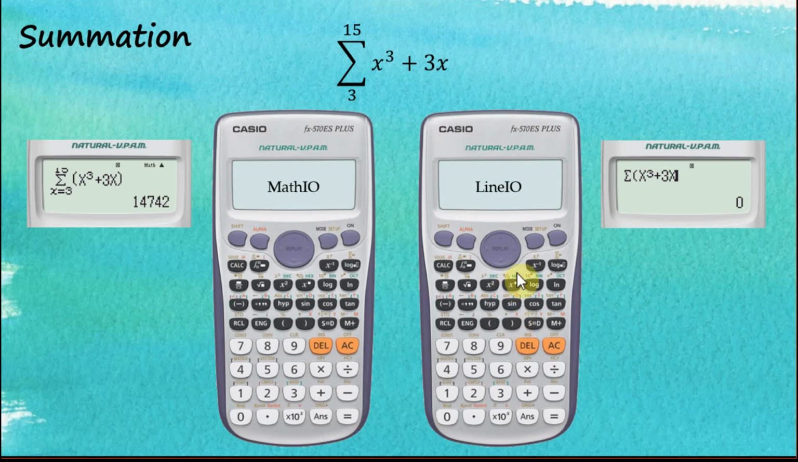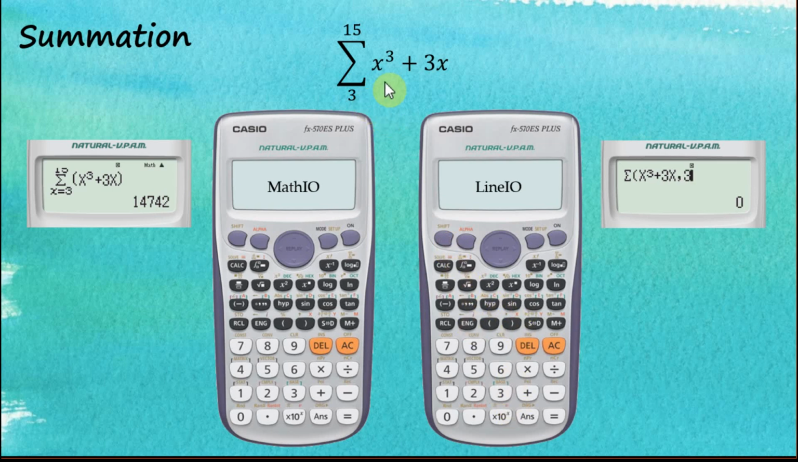Okay, and after that we insert the next parameter where we would like the summations to start. So we would like it to start at x equal to 3, and to separate this parameter from the function we use a comma. So shift comma and 3.